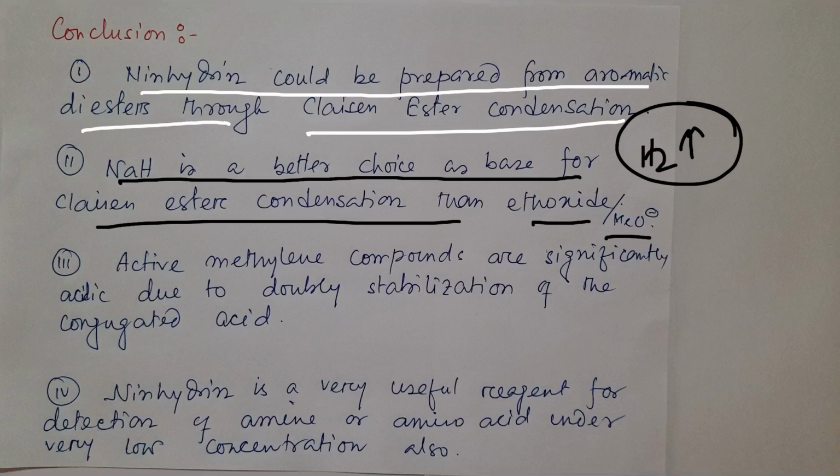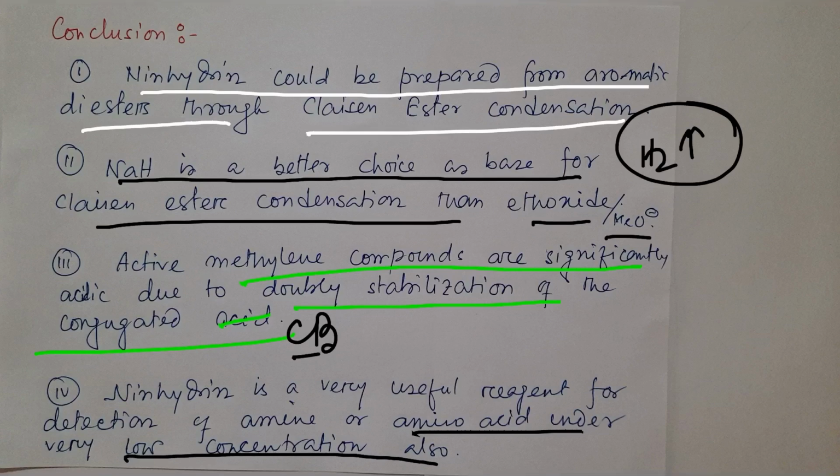Now active methylene compounds are significantly acidic due to the double stabilization of the conjugate base, CB. Okay. Ninhydrin is a very useful reagent for the detection of amino acids, even at very low concentration. That's why it is also used by forensic people. So you will find this in detail in the Ninhydrin lecture. So this is the end of this discussion.